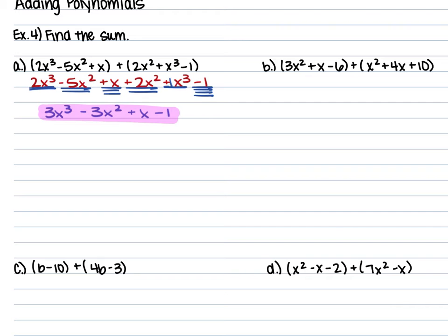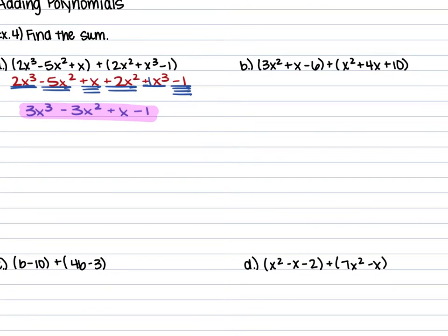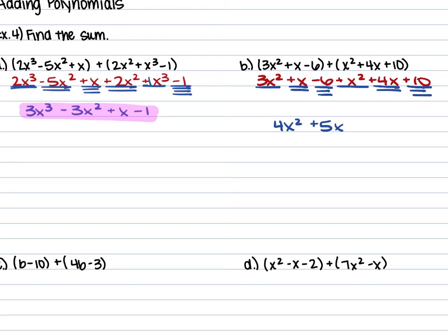For example B, we have 3x squared plus x minus 6 plus x squared plus 4x plus 10. So again, I'm adding these two polynomials. I'm just going to get rid of those parentheses by rewriting it. And then I'm going to combine my like terms. So to start with, we have 3x squared. I have another x squared. That's going to give me 4x squared. Then I have x and 4x. That gives me 5x. Lastly, I have negative 6 and 10, which gives me a positive 4. So that's just 4x squared plus 5x plus 4.